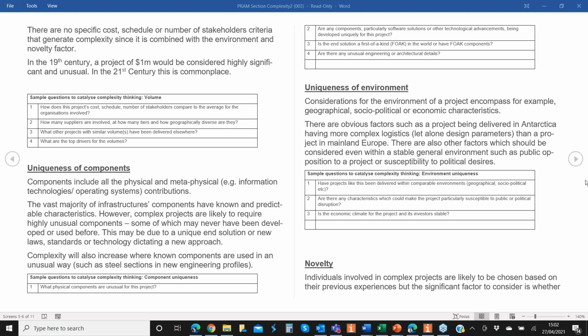We're seeing a lot of that coming out of more sophisticated engineering practices, using more advanced computing to generate much more novel ways of using standard materials. So the core questions here are physical components that are unusual, and technological advancements. I do actually refer to first of a kind here, and clearly that adds complexity, but if you can manage it, then it's not going to be chaotic. And then the unusual engineering or architectural details.